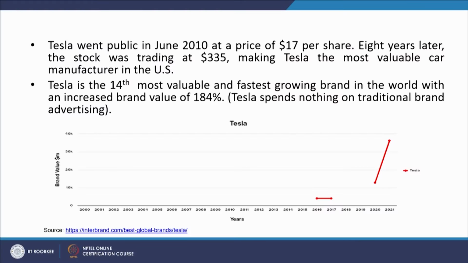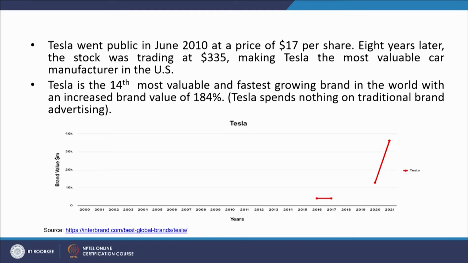8 years later, the stock was trading at $335, and I told you last session they are number 14 as far as brand valuation goes, rising sharp. Tesla, the most valuable car manufacturer in the US at that particular time, as far as the stock value goes in 2010, as this referred article says. Tesla is the 14th most valuable and fastest growing brand in the world with an increased brand value of 184%, and so on, a sharp rise basically.